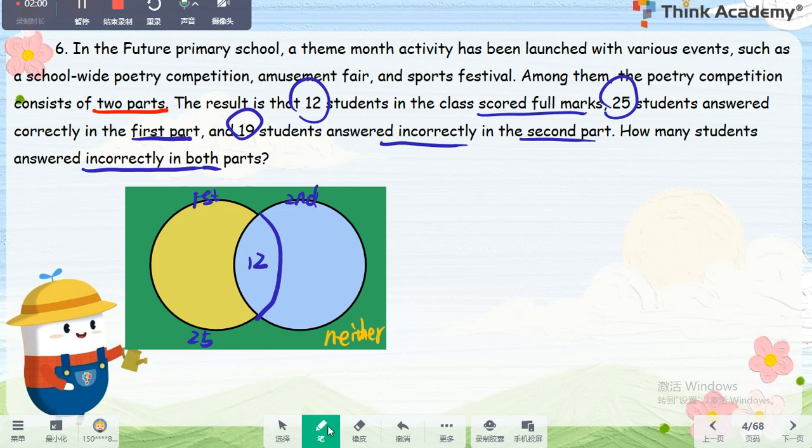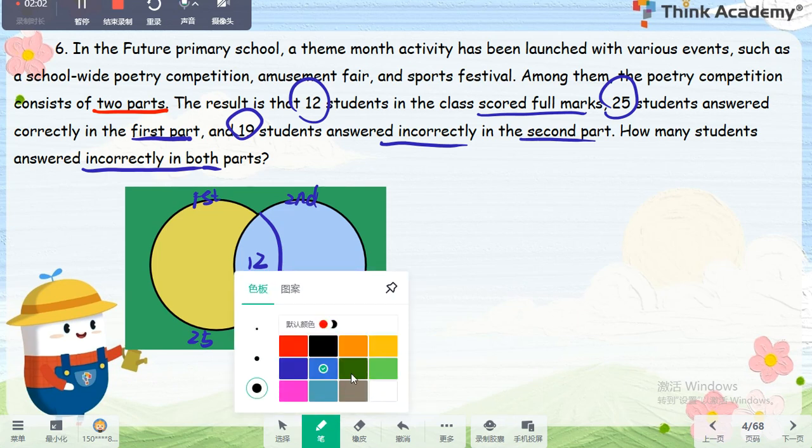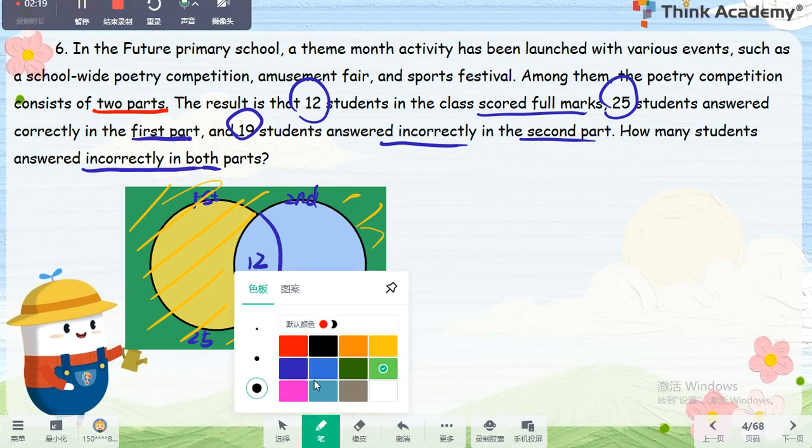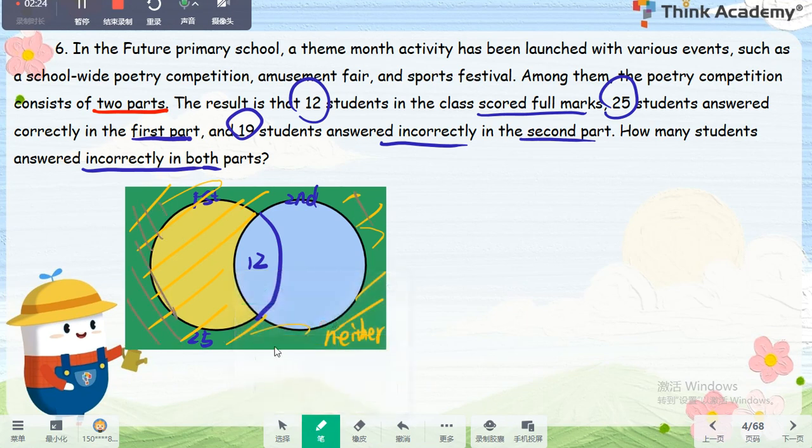Actually, as you can see here, we have already known that outside the blue circle, there are 19 students. So in this part, there are 19. And the second, we just want to find how many students are outside the two circles altogether. So in other words, we just need to calculate how many students only got the first question wrongly.